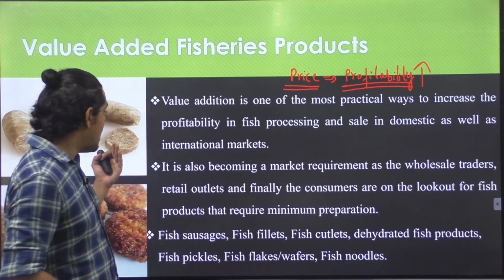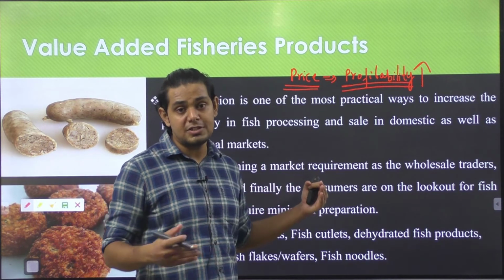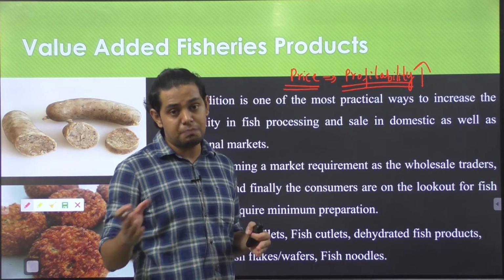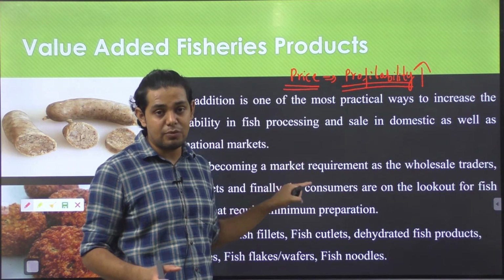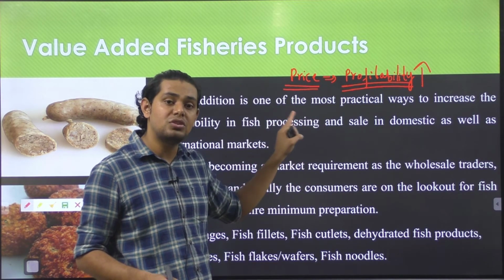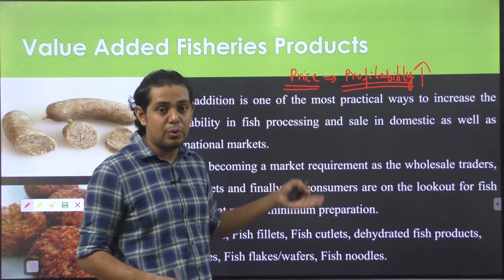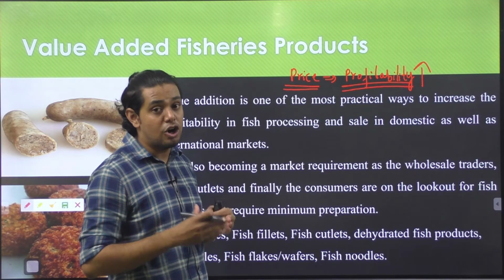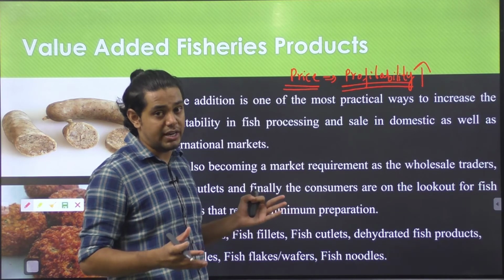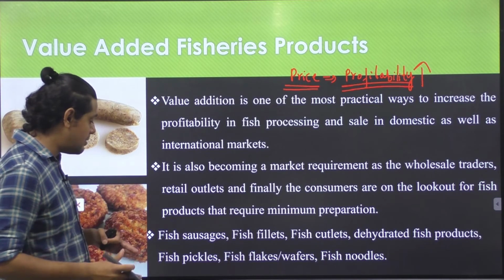It is also becoming a market requirement, because most consumers are demanding a variety of products. So industries have to come up with at least 2-3 novel products released in the market every now and then, because the consumer always requires variety. That is why it is regarded as a market requirement as well.